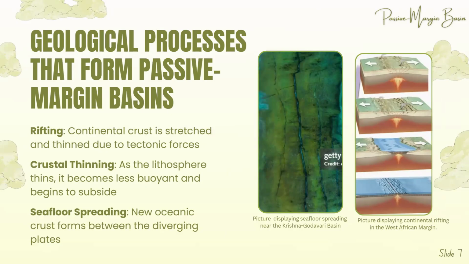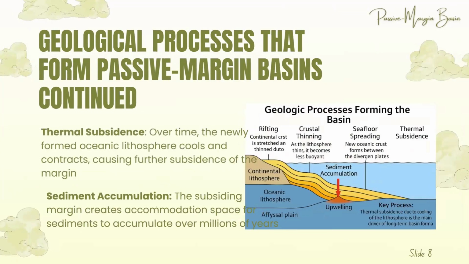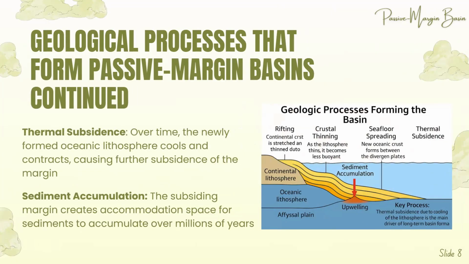Rifting. Continental crust is stretched and thinned due to tectonic forces. Crustal thinning. As the lithosphere thins, it becomes less buoyant and begins to subside. Seafloor spreading. New oceanic crust forms between the divergent plates. Thermal subsidence. Over time, the newly formed oceanic lithosphere cools and contracts, causing further subsidence of the margin.